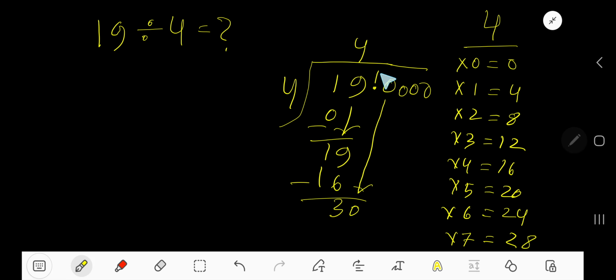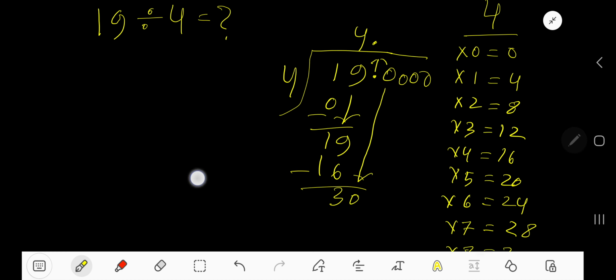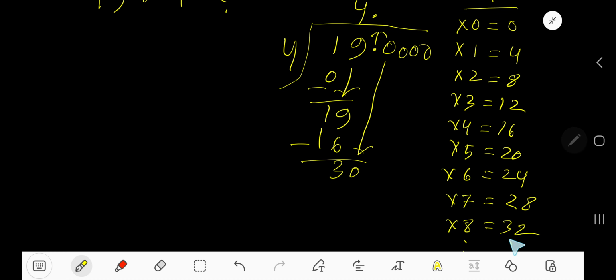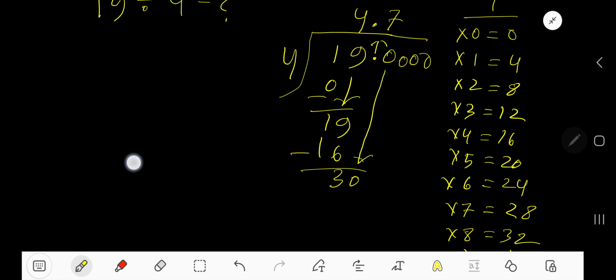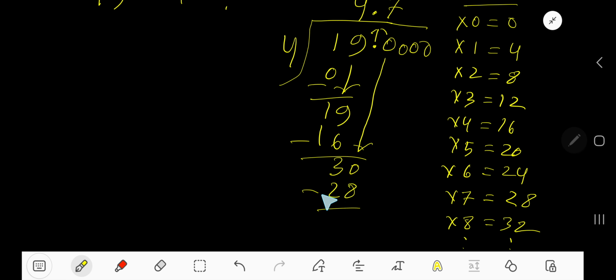Before this 0 there is a decimal, and the decimal must come into the quotient directly. How many times does 4 go into 30? 8 times is 32, which is greater, so 7 times. 7 times 4, 28. Subtract, and you get 2.